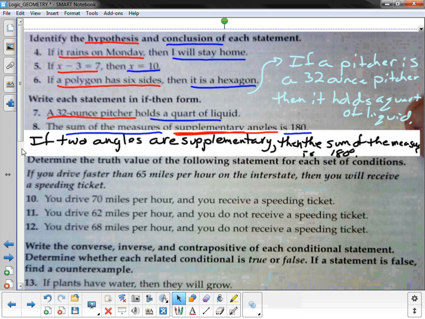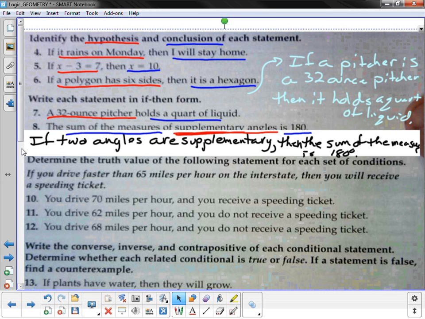Okay, so now the next set, 10, 11, and 12, we have to determine the truth value of the conditional statement based off of the condition that is below. We don't care if this original statement is true or false, irrelevant. That is our statement: if you drive faster than 65 miles per hour on the interstate, then you will receive a speeding ticket. That's all we're looking at.